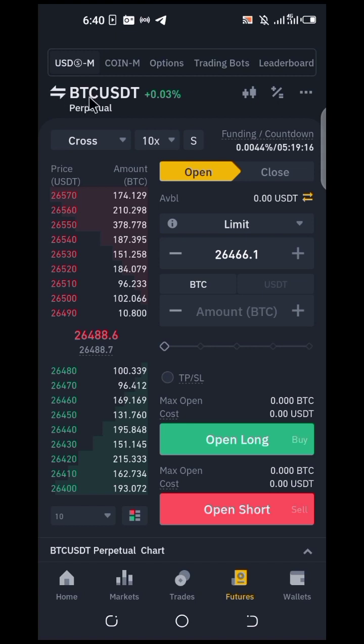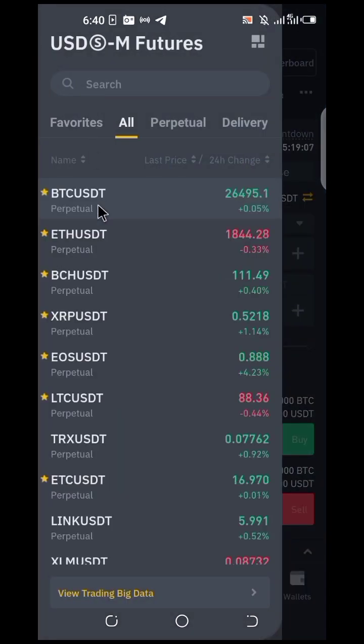So the next thing is for you to select the coin you want to trade. So this is where you select the type of coin you want to trade in the market. When you click on it, you have a display of all the currencies or all the pairs that are in the market that you want to trade. So in my case, I am using BTC USDT.